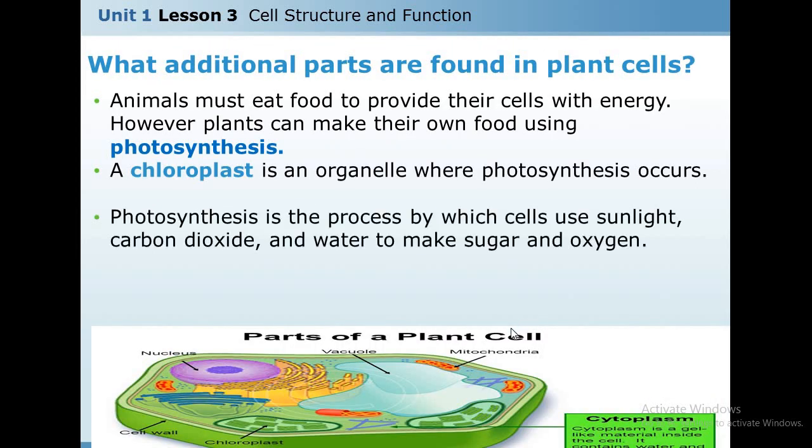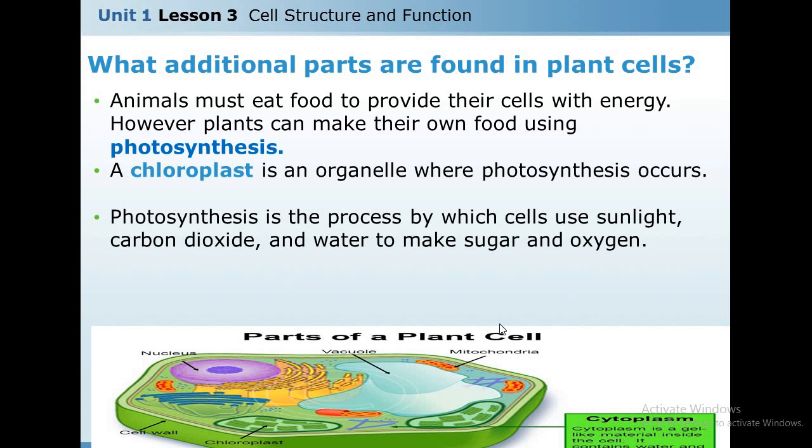Also we have an additional product called the chloroplast. The chloroplast is an organelle that's found only in the plant cell, and it's where the photosynthesis process happens. So what's the photosynthesis process? You know that each organism has to have food to stay alive, to be able to survive and to take energy from this food.